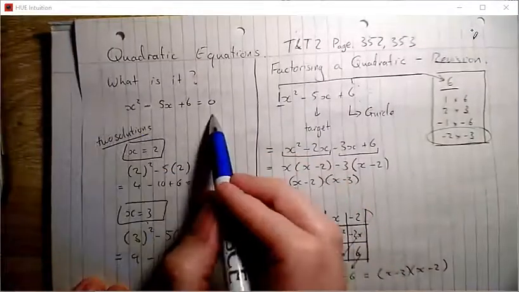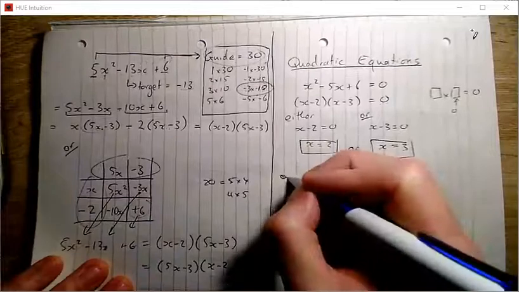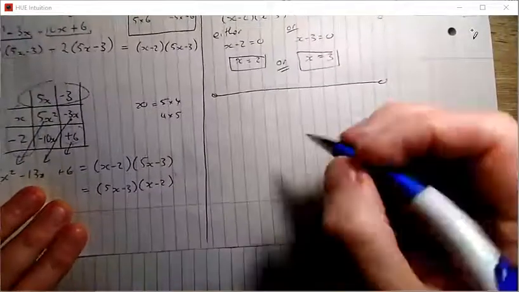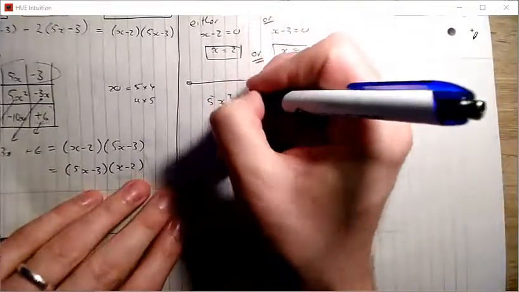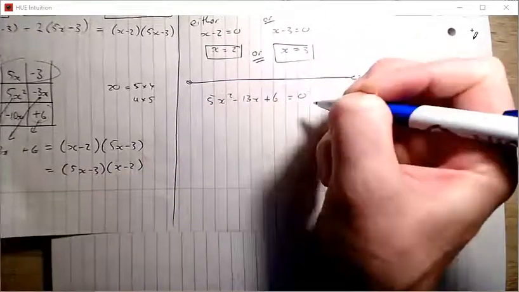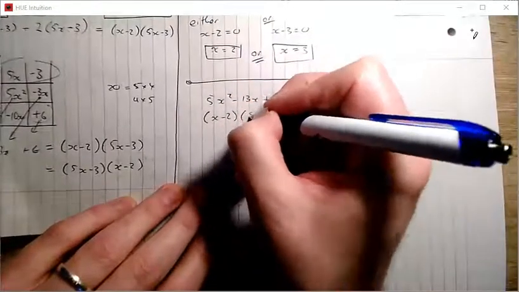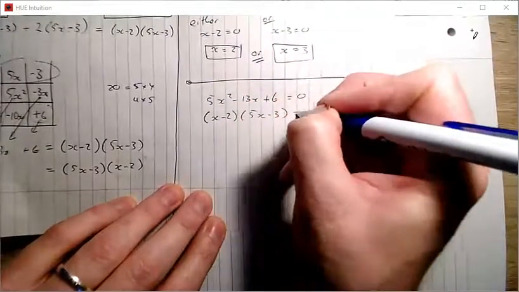2 and 3 were solutions to that equation there. What about this next one? 5x squared minus 13x plus 6. What if I make that into an equation by saying 5x squared minus 13x plus 6 equals 0? Well, I know that factorizes as x minus 2 times 5x minus 3.